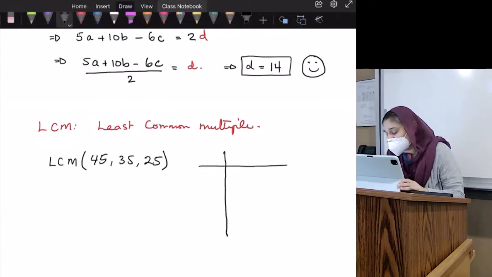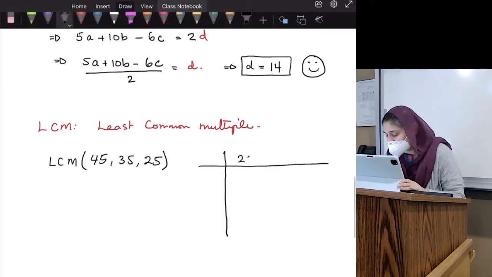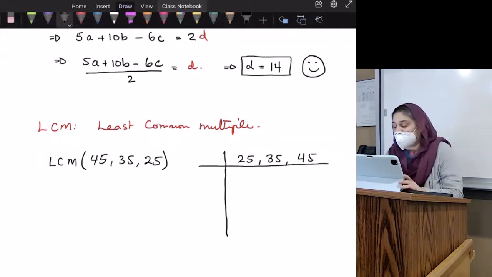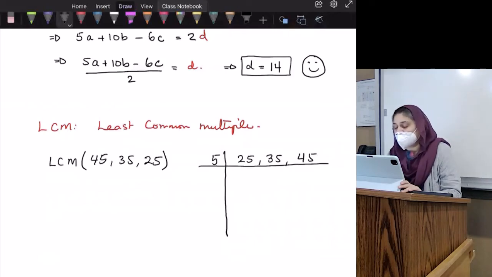When you are given numbers, write them from smallest to largest, like that. Then find the one number that each of them divides on. What's the number that each of them divides on? 5. Good. I will write 5 here. What's my answer for this? 5, 7, and 9.